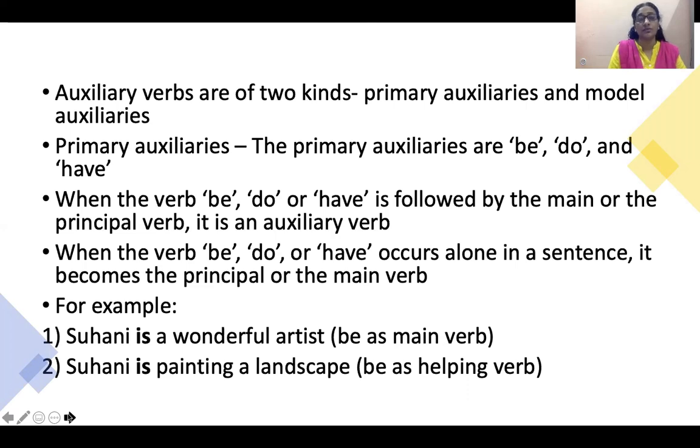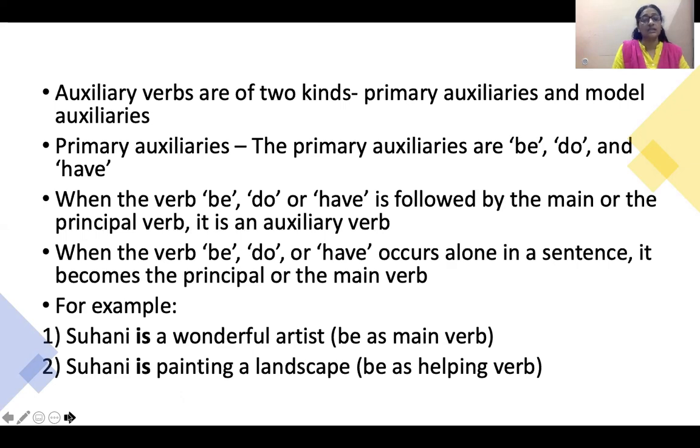When the verb be, do, or have is followed by the main or the principal verb, it is an auxiliary verb. When the verb be, do, or have occurs alone in a sentence, it becomes the principal or the main verb. For example, Suhani is a wonderful artist. Here, be is used as a main verb. What is the form of be used here? Is. Suhani is a wonderful artist. Is is used as a main verb here.